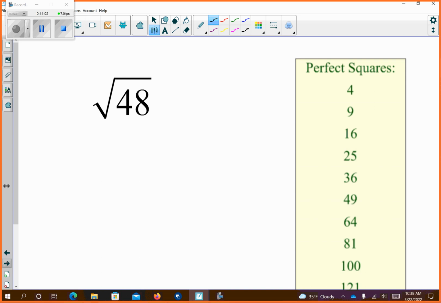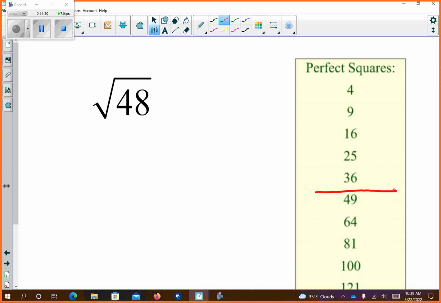All right, so square root 48. Is 48 anywhere on this list? Is 48 kind of close to something? It's close to 49. Does everyone agree that 48 is somewhere between 36 and 49? Okay, so I'm going to start. So 48 is going to fall somewhere. I'll draw a little line here. 48 is going to fall somewhere here. Is that okay?